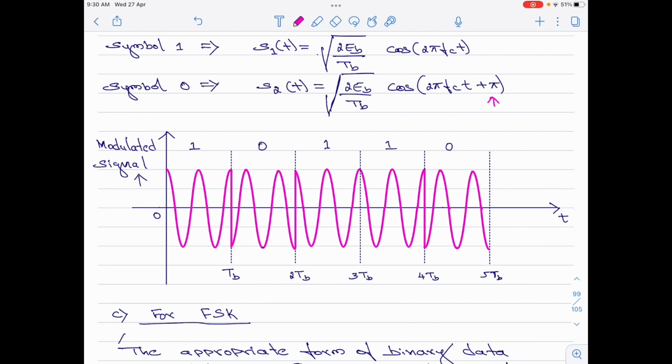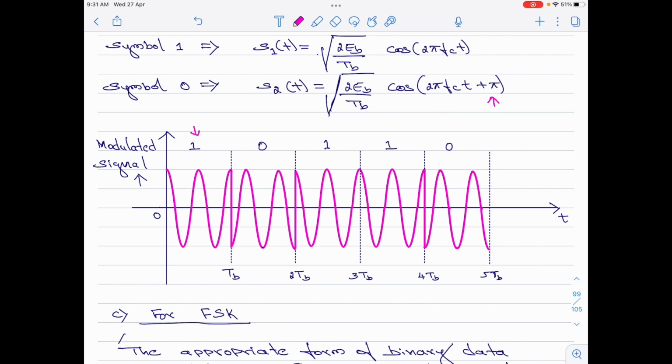Here it is: 10110. The first bit here is a bit 1. So, for symbol 1, we say S1 of t is given by square root of 2 EB by TB into cos 2 pi FCT should be transmitted. So, it is a carrier signal of finite energy, that is it. So, you transmit the corresponding cosine wave, let us say for 2 cycles, that is what I have done here.